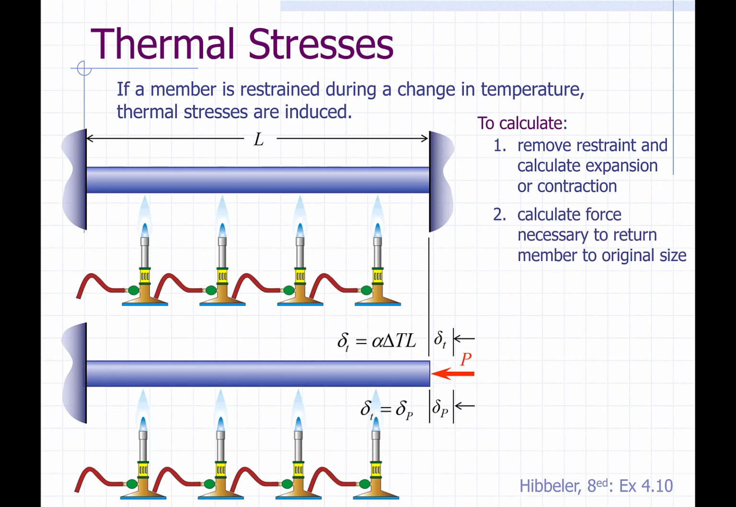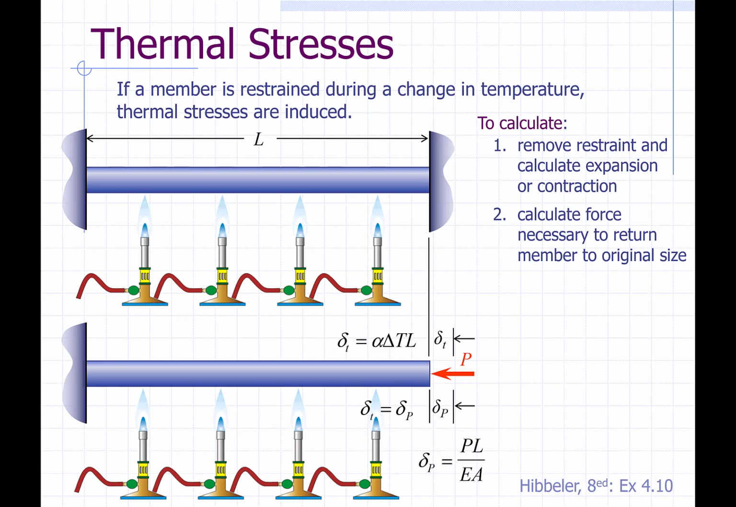We then calculate the force that would be necessary to return this member to its original size or to cause a displacement P in the opposite direction. So delta T must be equal to delta P, or negative delta P for that matter.